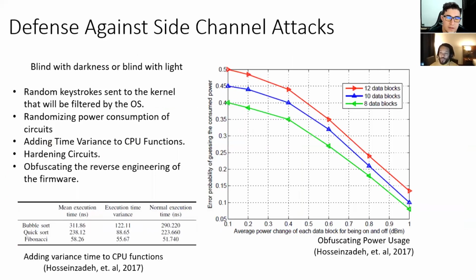So when we think about defending against these various forms of side channel attack, I'm going to sort of borrow a metaphor from the military. In the military, you want to hide your radio communications, your light, all these other indicators of your location, your plans, and your disposition from the enemy. And there are sort of two schools of thought to this. There is blinding with darkness or blinding with light.